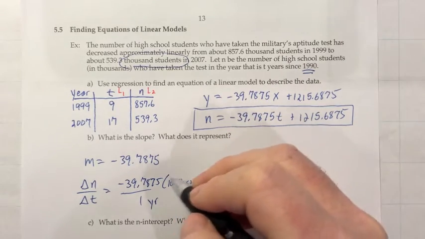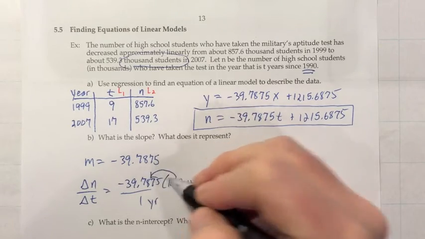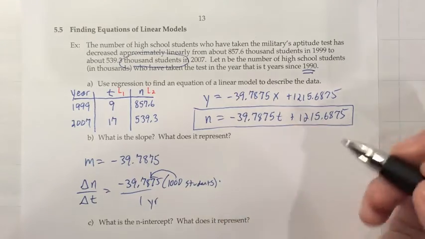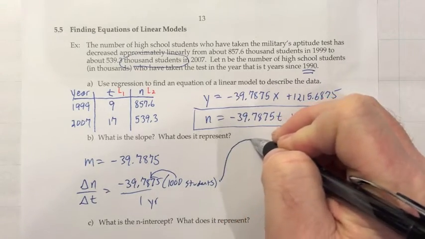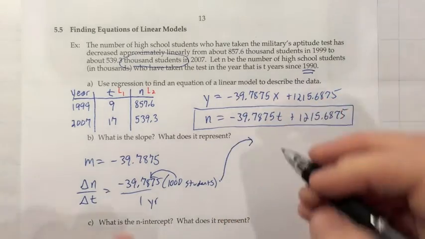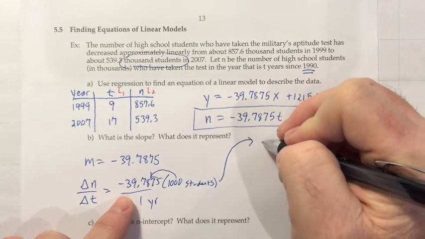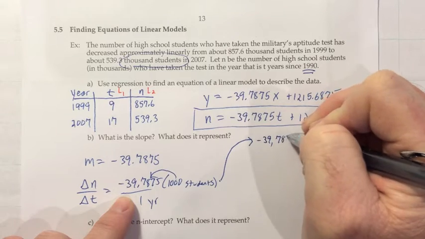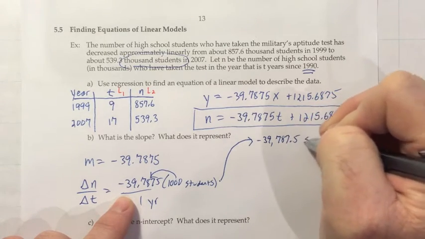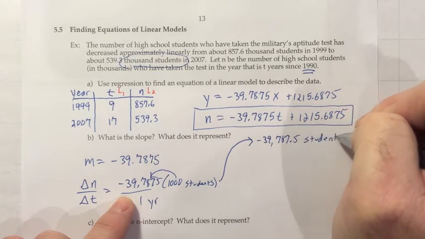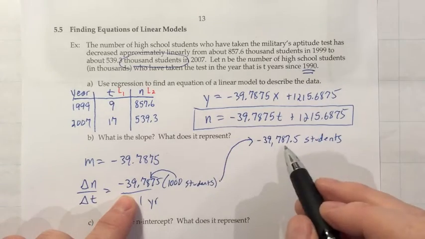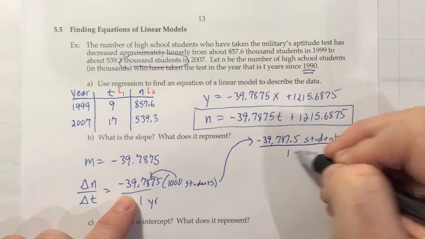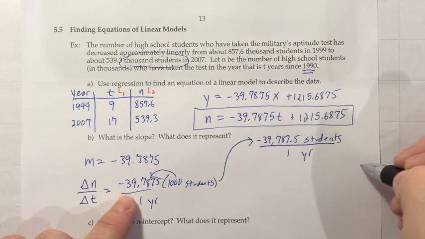And then I would want to move that 1,000 into the number by multiplying by 1,000. So I'll take that one more step before I try and put this into words. So multiplying by 1,000 will move the decimal over 3 spots, so I'll get negative 39,787.5 students. Now it's just students because I've already used the 1,000 to multiply in and move the decimal over, and that's over 1 year.